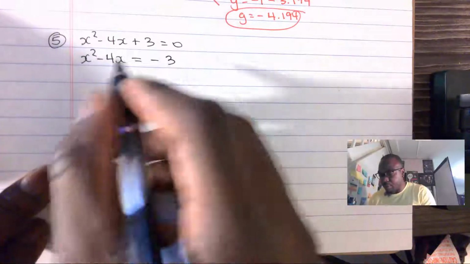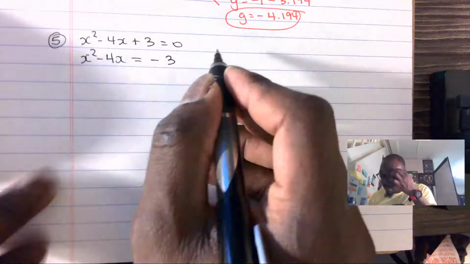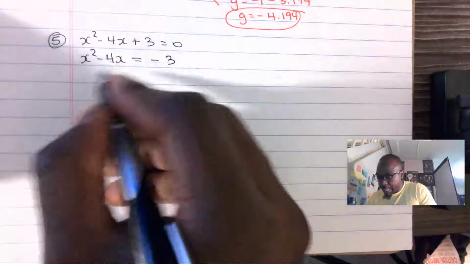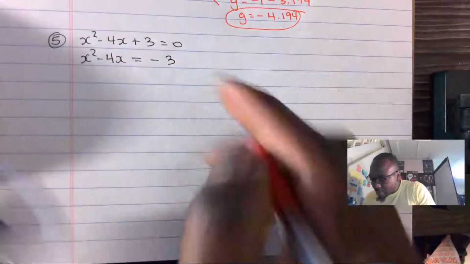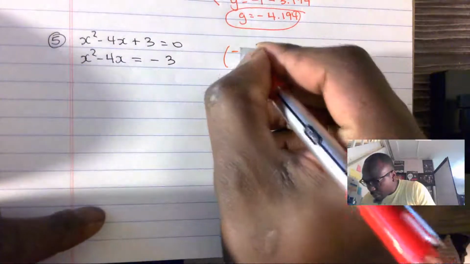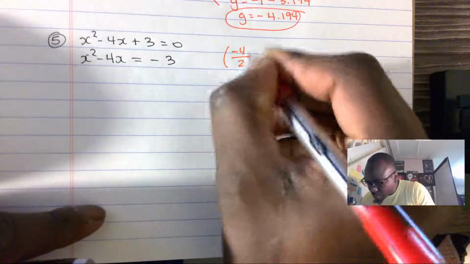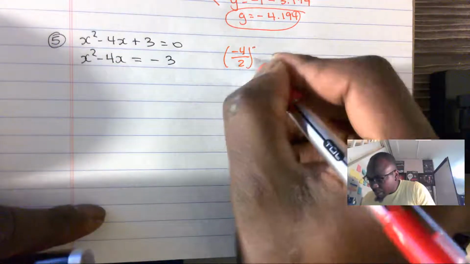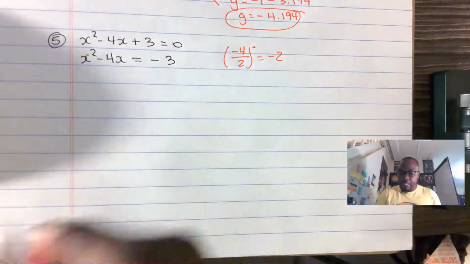All right, we move it over, positive becomes negative. Now we need to take half of the b term. So we know that the b term is negative 4, and if I take negative 4 and divide it by 2, what do I get? Negative 2.